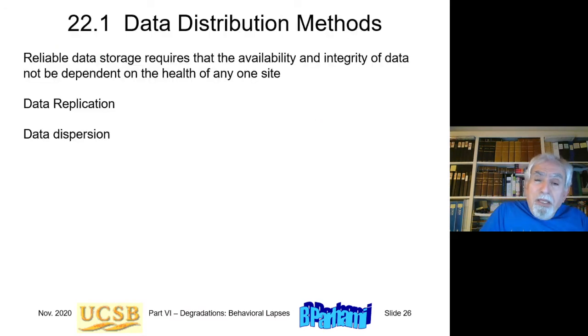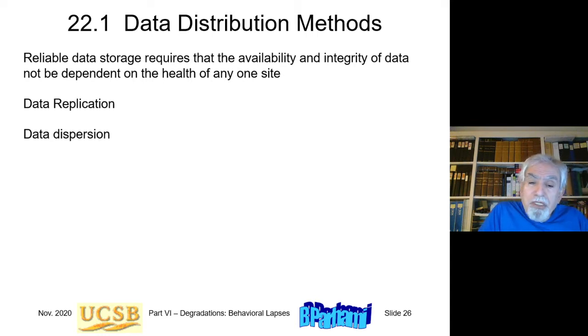So one of the methods that is widely used for managing degradation is the data distribution method. And data distribution methods are of two varieties: data replication and data dispersion. We have talked about this briefly before.